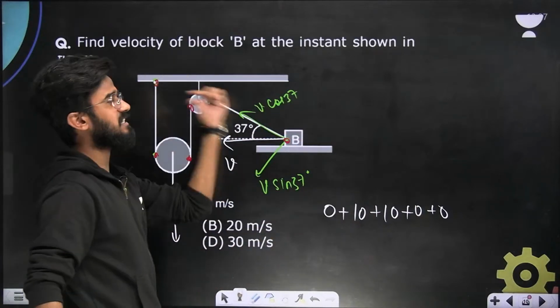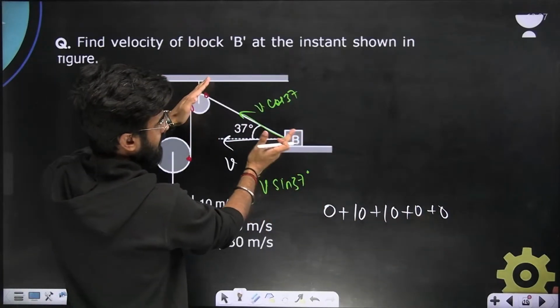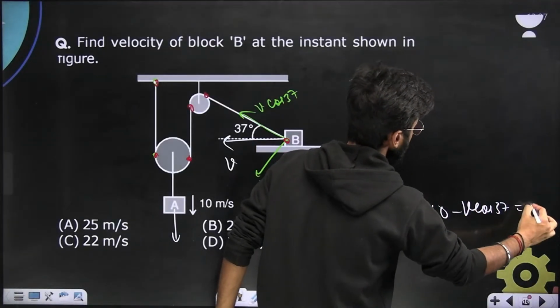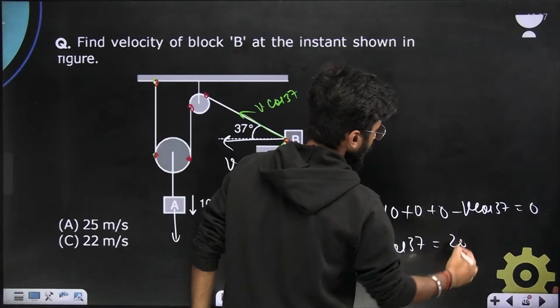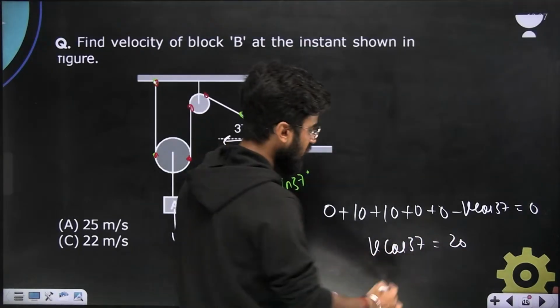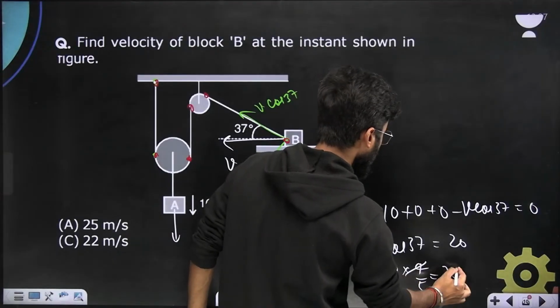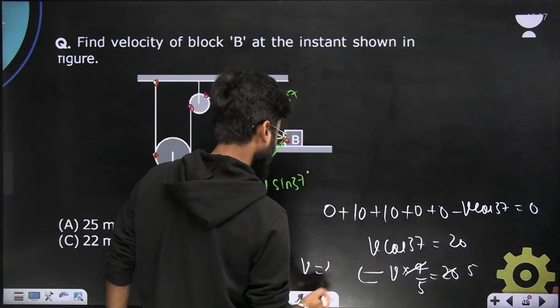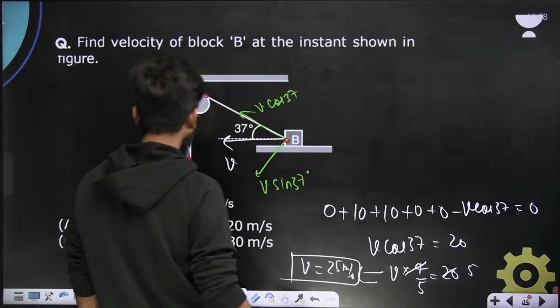Now it is coming in this particular direction with V cos 37 and the length of the string is decreasing, means minus V cos 37, that is equals to 0. So V cos 37 is equal to 20. What is cos 37? Cos 37 is 4 by 5, means V into 4 by 5 is equal to 20, means 4 5s are 20. So V is equal to 25 meters per second. What is the correct answer?